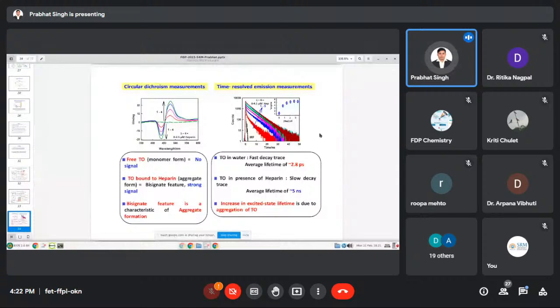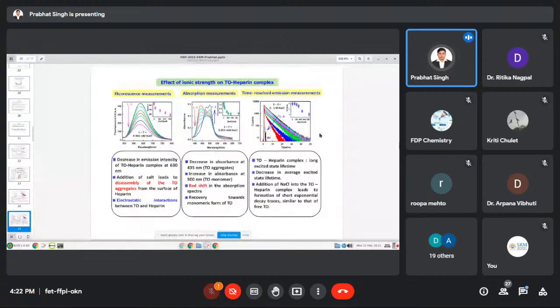And then we have done the effect of ionic strength on the thiazole orange-heparin complex. I think this particular part I did not tell in the beginning, so just to tell you a little bit on this. What will this experiment tell us? Effect of ionic strength on TO-heparin. I have a complex of the dye with the heparin, and then I am putting salt to it. What information will it give us?